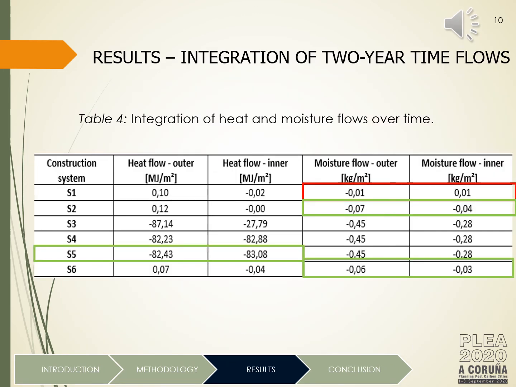As we can see here, with the heat flux vector in the positive x direction and in the negative x direction, all systems directed the heat flow outside. And the S5 system with mineral wool tangent to OSB panel presented the best heat flow performance. In view of the moisture flow analysis, it was found that the S2 and S6 systems showed the best results.